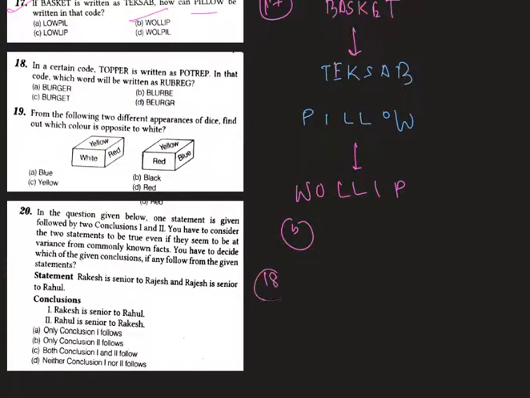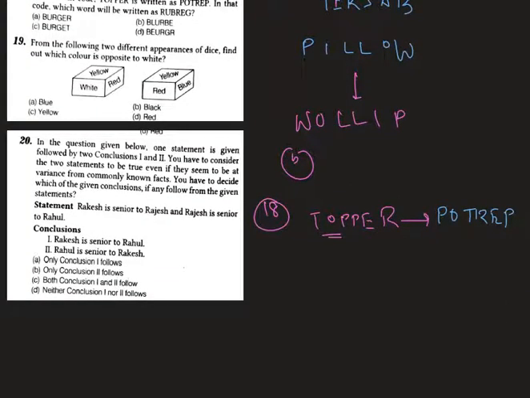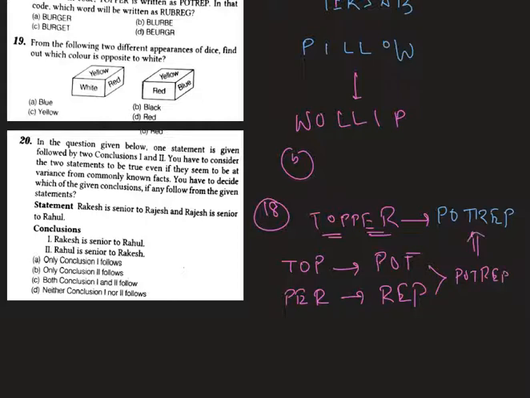Okay, now let's see the next question. In a certain code, topper is written as POTREP. In that code, which word will be written as RUBREG? So topper is written as POTREP. Now, as we can see, in topper we have two clusters of three alphabets, that is TOP and PER. If we reverse TOP, we get POT, and if we reverse PER, we get REP. Now, if we add these two, we get POTREP. So this is the basic coding.